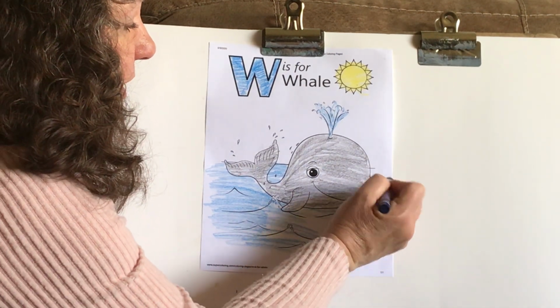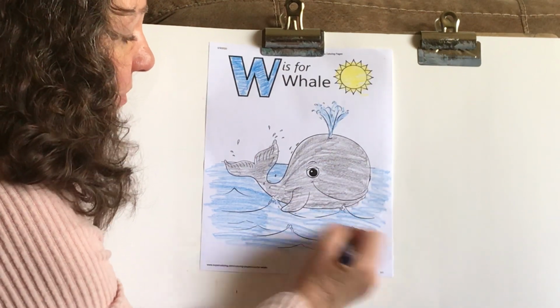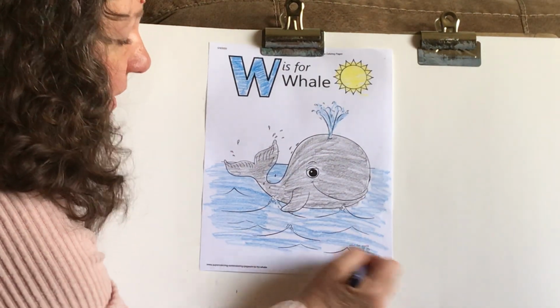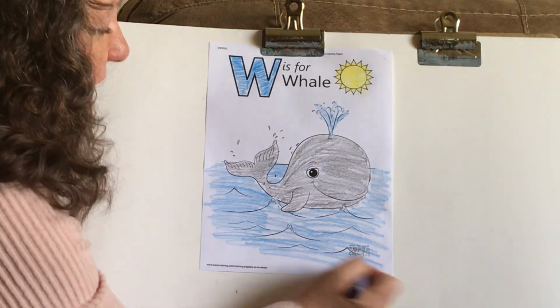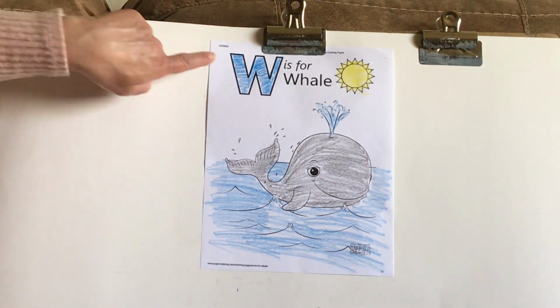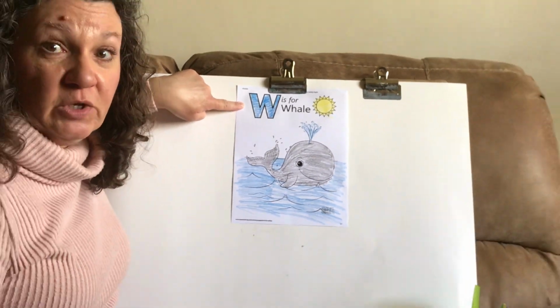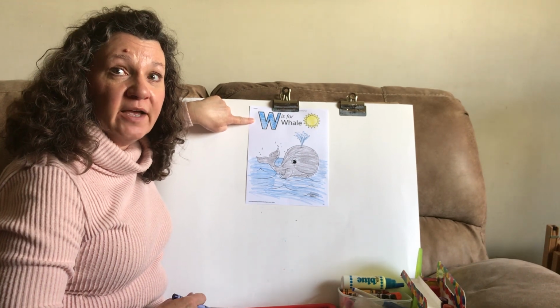Okay, so here we have our whale. So we have whale and water, and all those things begin with what letter? W. And a W makes the W sound. Very good.